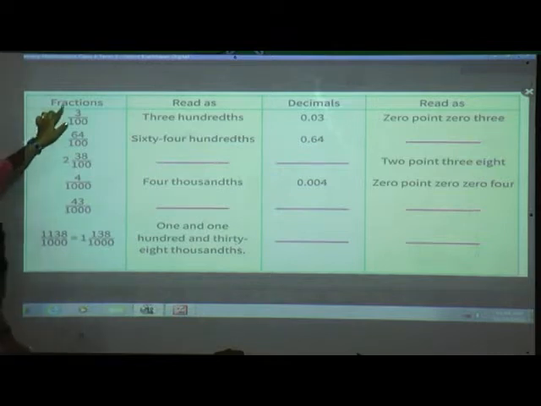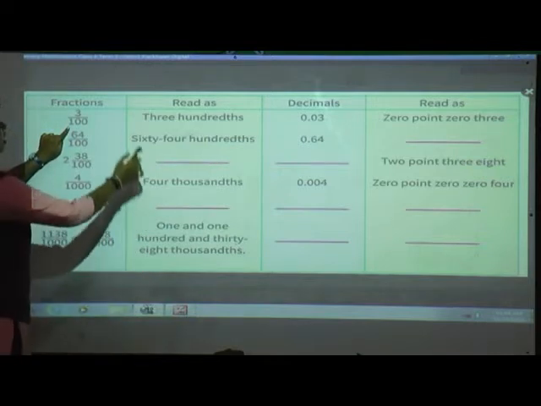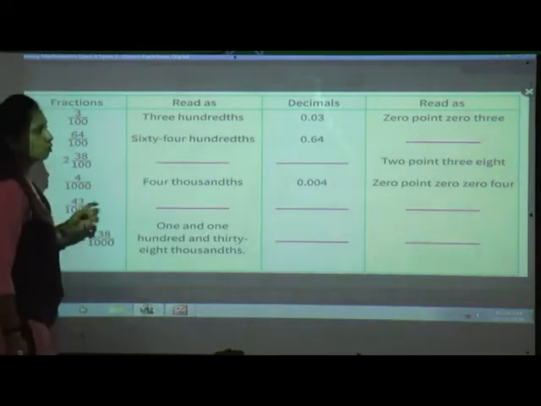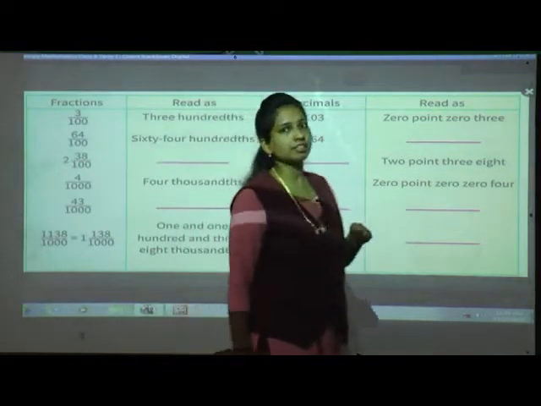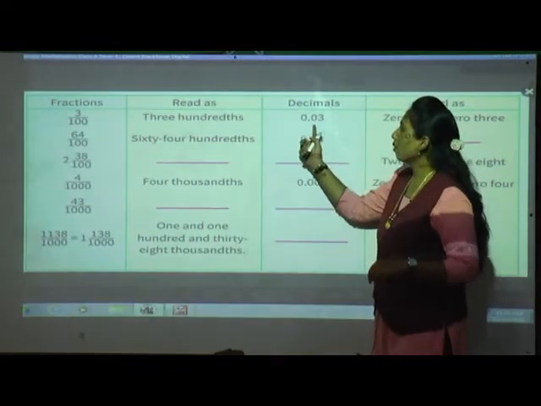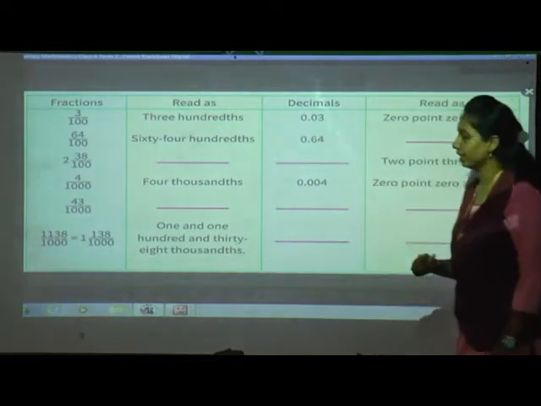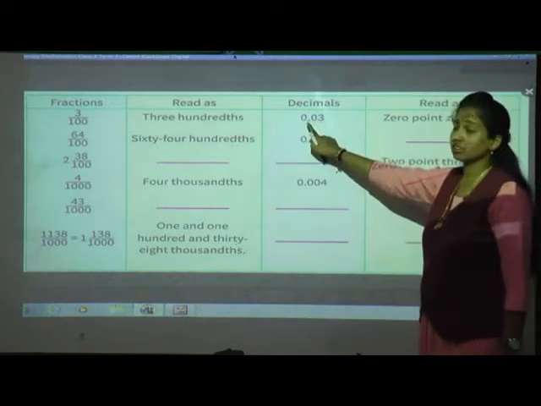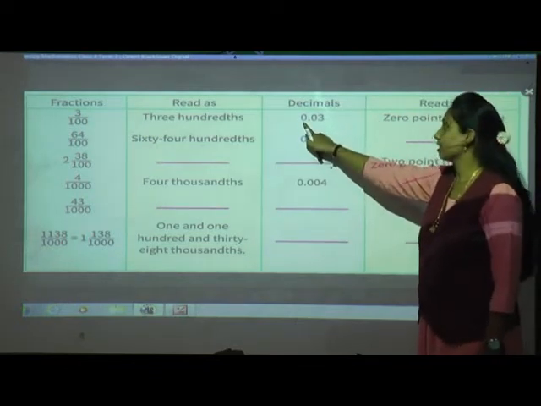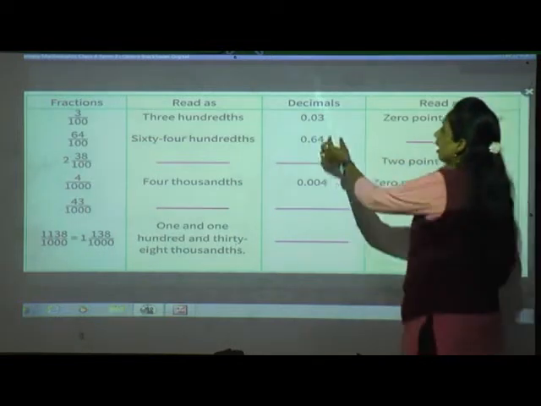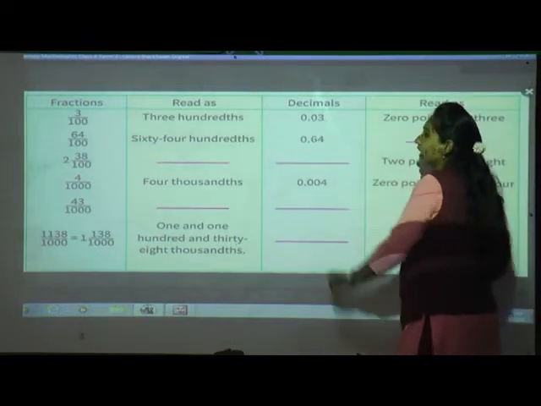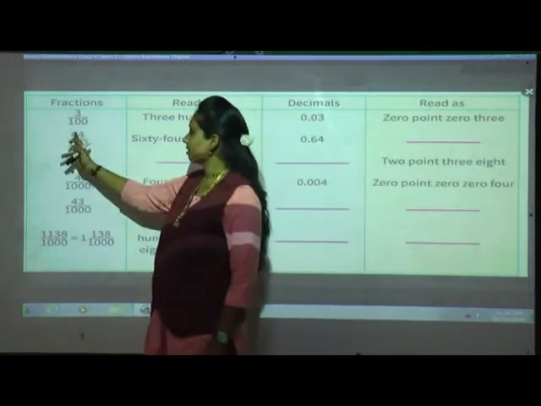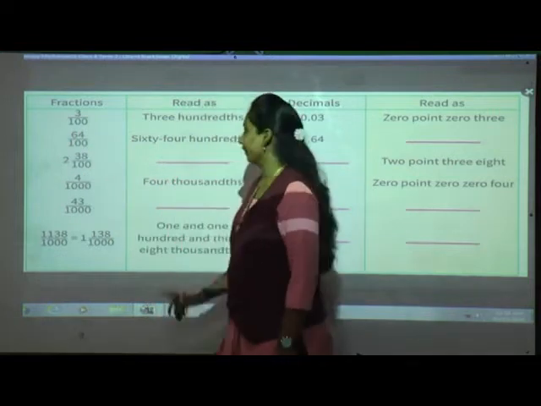Now see, 3 upon 100 means how we have to read? 3 hundredths. So how do we write this 3 hundredths in decimal, students? 0.03, we have studied, isn't it? And how do we read 0.03? After the decimal point we have to read each digit separately. Okay. Now the next, 64 upon 100.